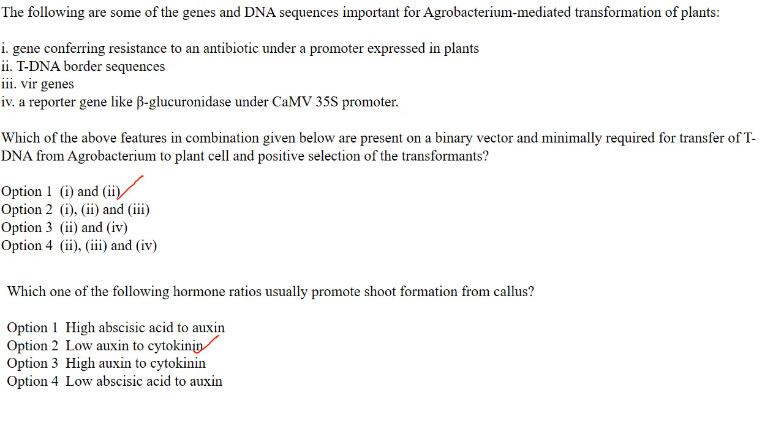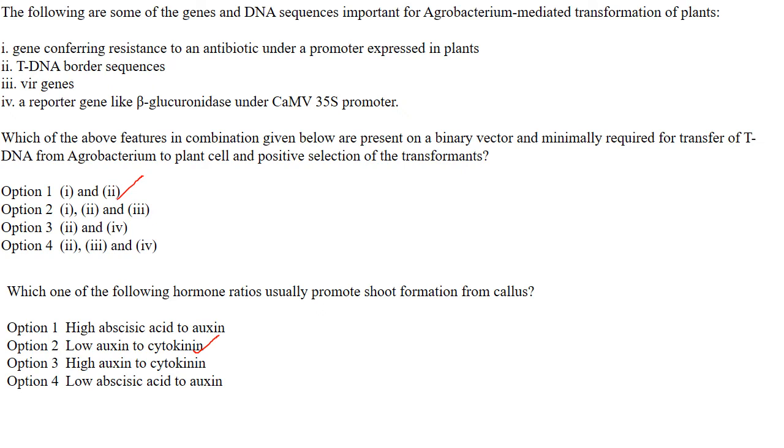The following are some of the genes and DNA sequences important for Agrobacterium-mediated transformation of plants. Genes conferring resistance to an antibiotic under a promoter expressed in plants; T-DNA border sequences; Vir genes; a reporter gene like beta-glucuronidase under CaMV 35S promoter. Which of the above features are present on a binary vector and minimally required for transfer of T-DNA from Agrobacterium to plant cell and positive selection of the transformants? Genes conferring resistance to an antibiotic under a promoter expressed in plants, and T-DNA border sequences. Answer is option 1, 1 and 2.